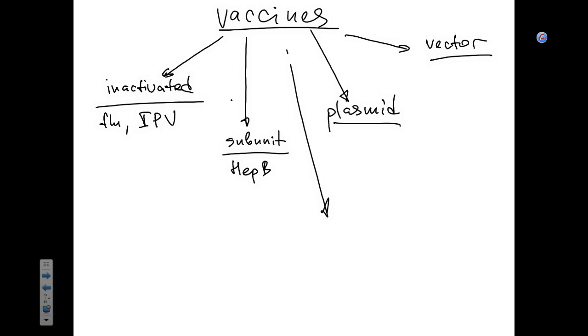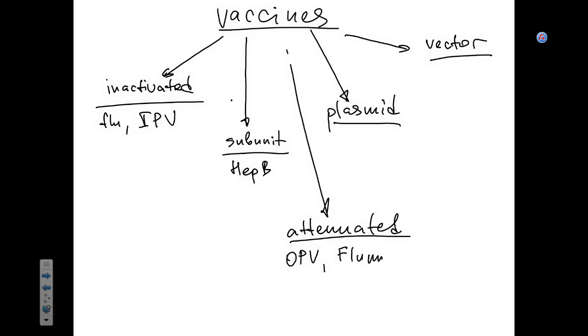Anyone ever got oral polio vaccine? The drop of fluid on the cube of sugar. It's a live vaccine. It's also called attenuated, which means weak pathogen. Does that make sense? Pathogen that doesn't cause the disease. Examples are numerous. Oral polio vaccine, which is not inactivated.